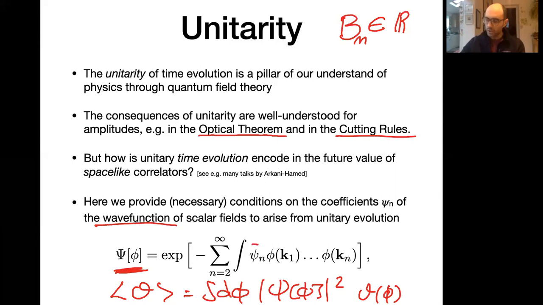And the main object that I'm going to constrain are the coefficients of this wave function. So if I write down, without loss of generality, this wave function as the exponential of something, which is the most generic expansion in powers of the fields, I'm going to constrain these coefficients. You can think of those coefficients as just the cousins of the n-point functions. And in fact, in perturbation theory, they are related to each other. Questions on the wave function?